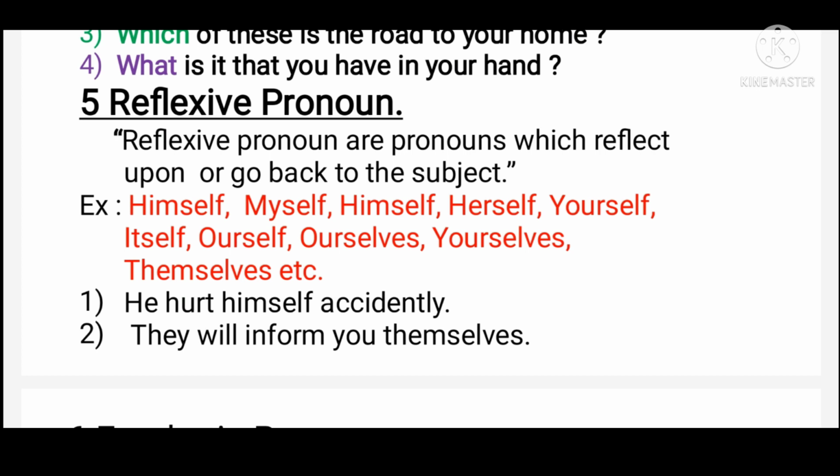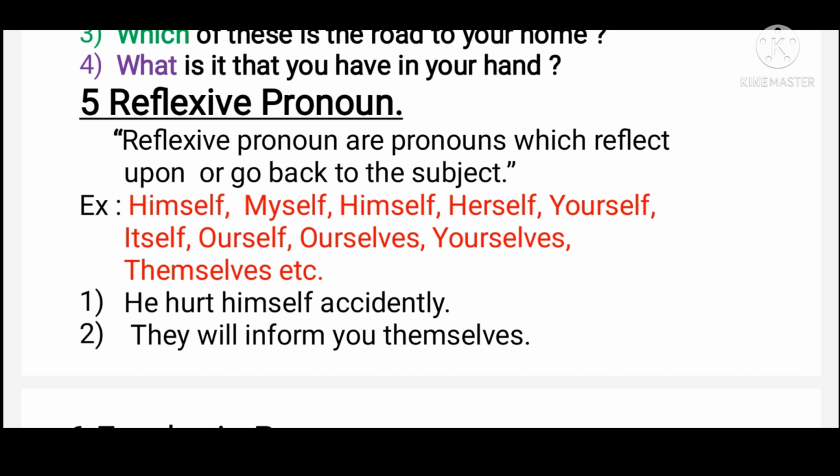Reflexive pronouns are pronouns which reflect upon or go back to the subject. That is known as reflexive pronoun. Now what are the reflexive pronouns? Let us see. Himself, myself, herself, yourself, itself, ourself, ourselves, yourselves, themselves, etc. All are known as reflexive pronouns.